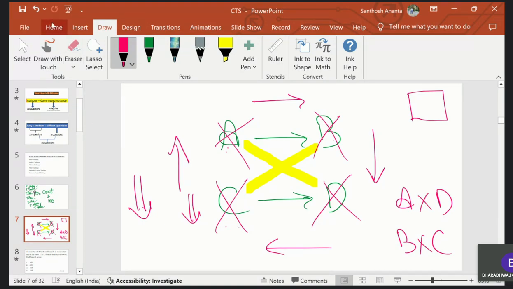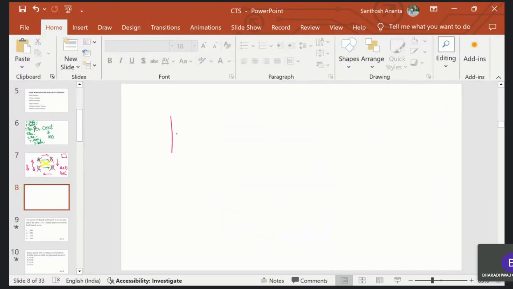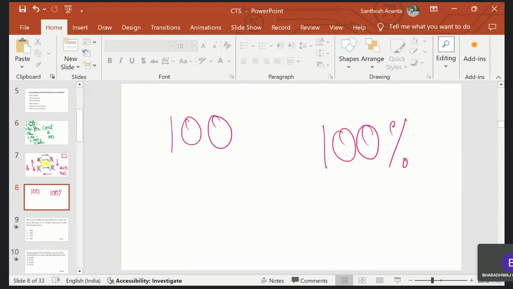Next, the unknown value is always represented as 100, and the unknown percentage is represented as 100 percent. Not only in the percentages concept, but in all the topics. In the complete aptitude, we'll be representing the unknown value as 100 and the unknown percentage as 100 percent.